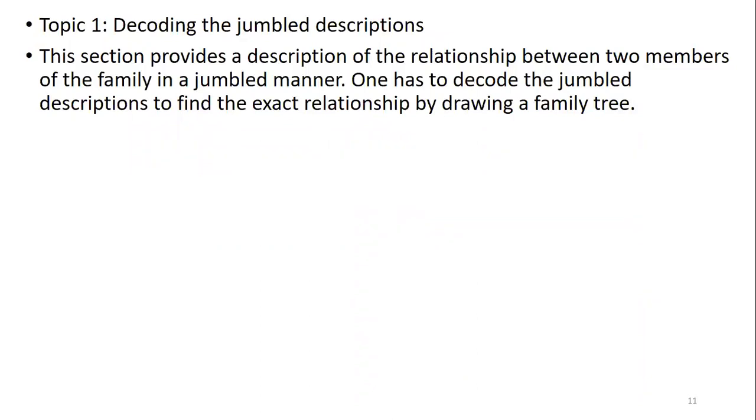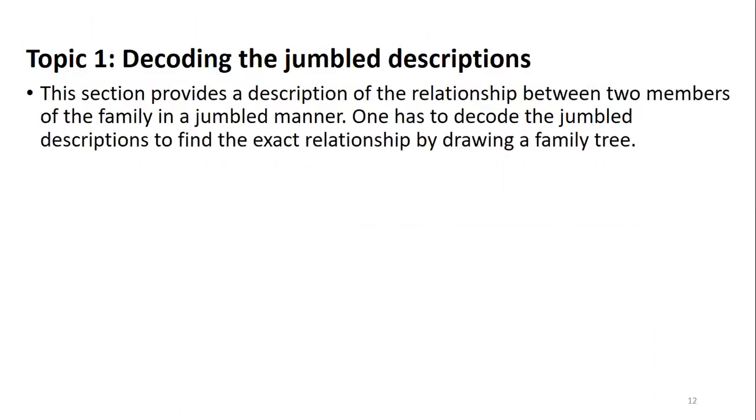Now, coming to the first model, decoding the jumbled descriptions. This section provides a description of the relationship between two members of the family in a jumbled manner. One has to decode the jumbled descriptions to find out the exact relationship by drawing a family tree.